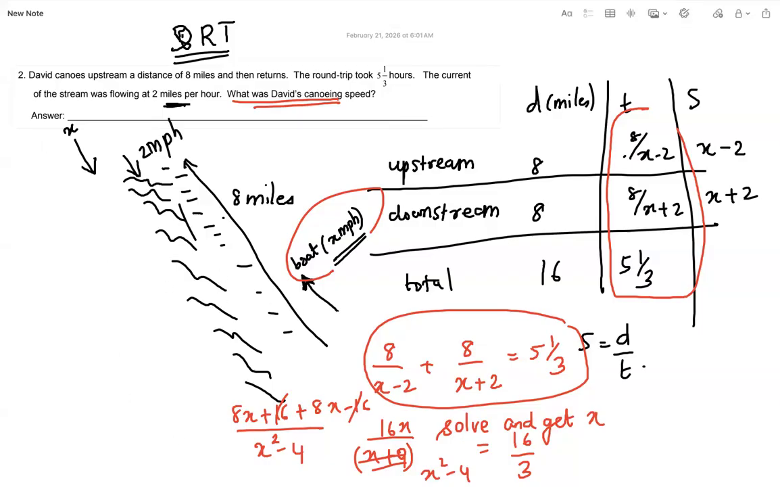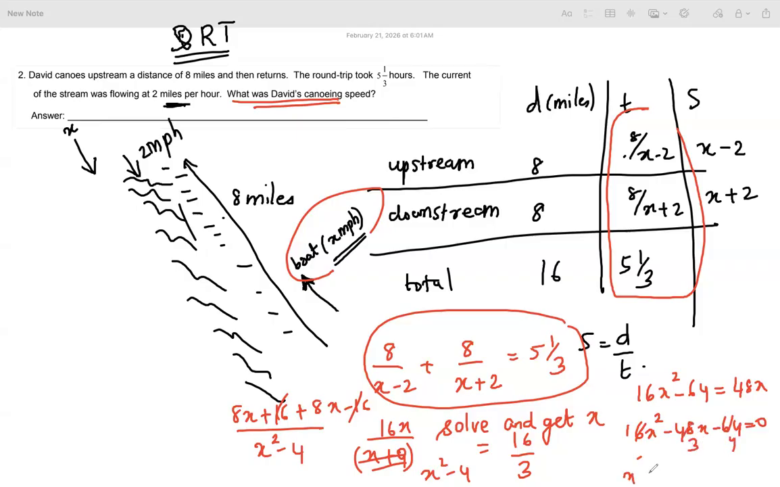A little tricky though. Let me solve it for you if you want. 16x squared minus 64 will be equal to 16 3s are 48x. So 16x squared minus 48x minus 64 equals 0. Divide by 16: x squared minus 3x minus 4 equals 0. When you factor this out, you get x equal to 4 and x equal to minus 1.